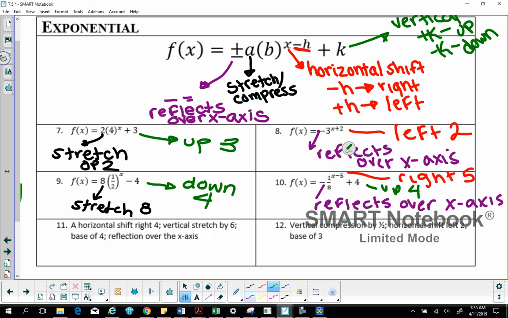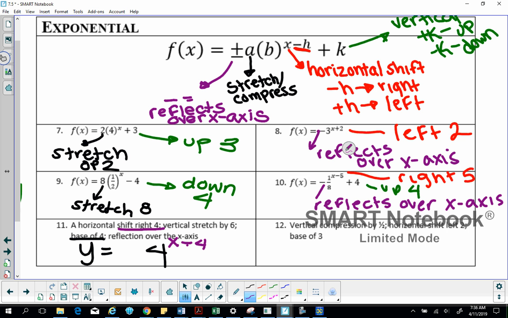Keandra, want to help me write this equation? So it says it has a horizontal shift right 4. So it's telling me it has a base of 4. So I'm going to start with that base of 4. How would I write right 4? So up here I would write x minus 4. You're going to shift right 4.